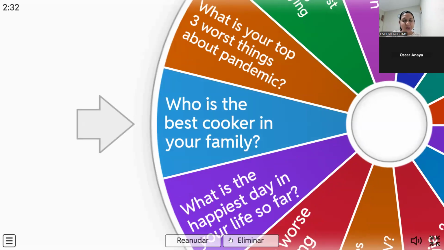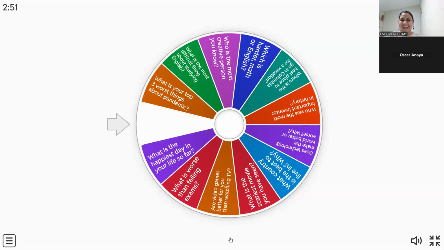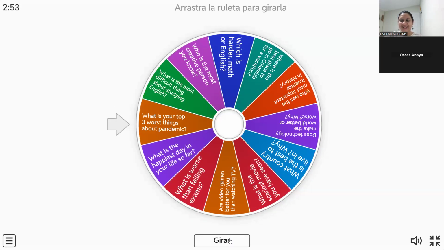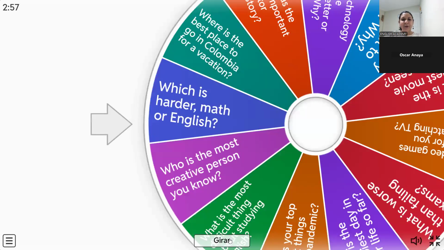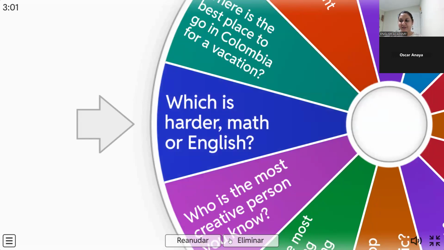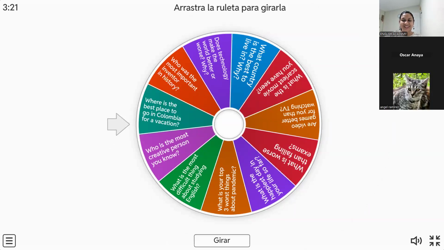Who is the best cook in your family? The best cook in my family is my mother, but very soon it's going to be my wife. That's great. Which is harder, math or English? For me, math is harder than English. I agree with you. I think English is easier. Yes, but at the beginning, it was hard too.